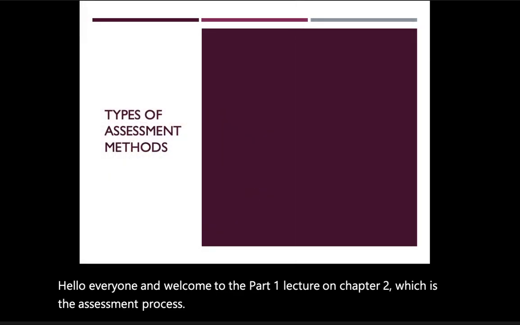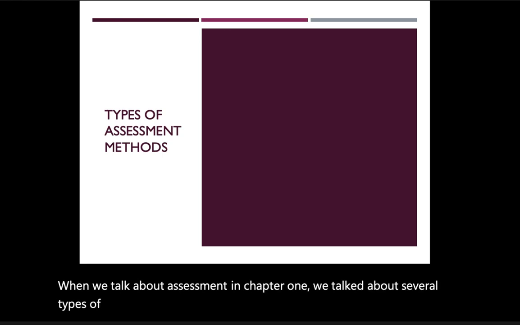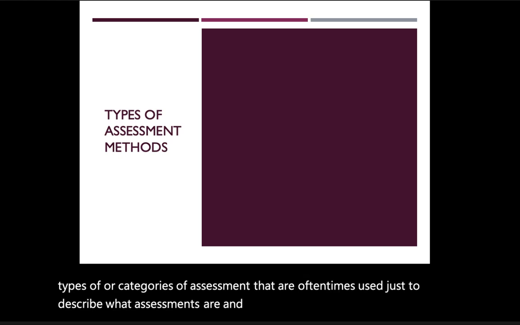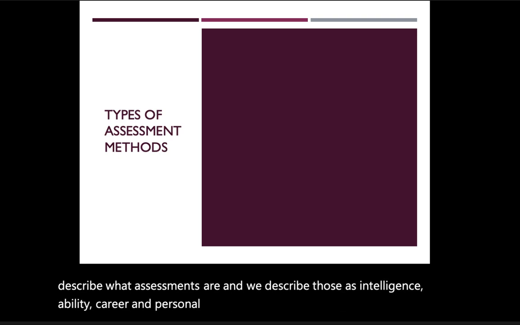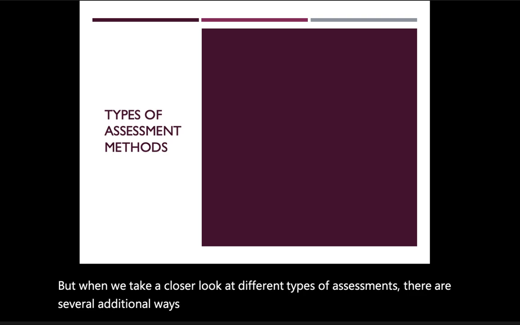When we talk about assessment, in chapter one, we talked about several types or categories of assessment that are often used just to describe what assessments are. We described those as intelligence, ability, career, and personality. But when we take a closer look at different types of assessments, there are several additional ways that we can describe assessments outside of these major categories.